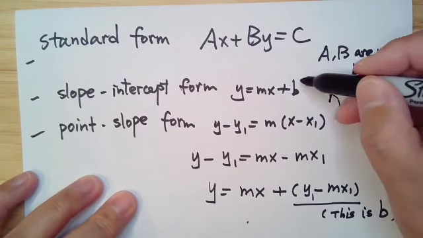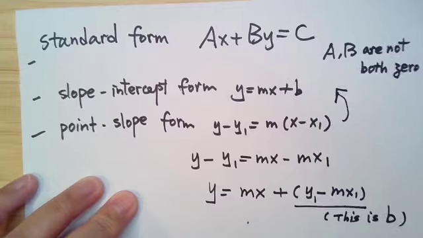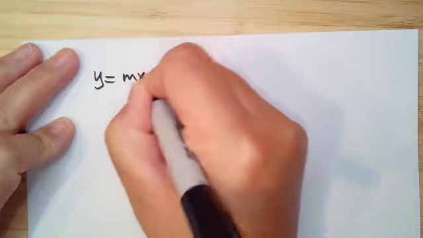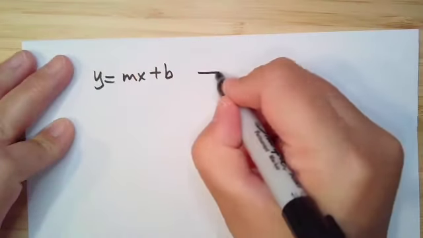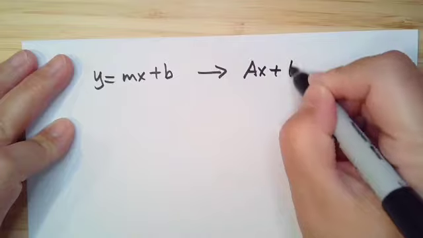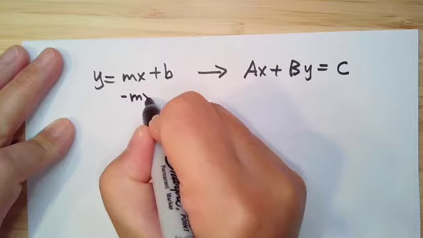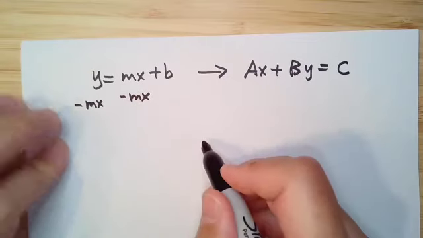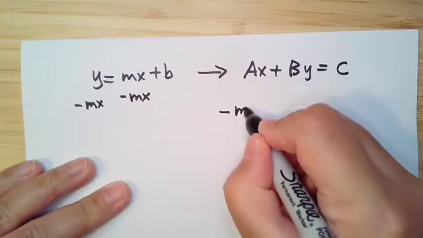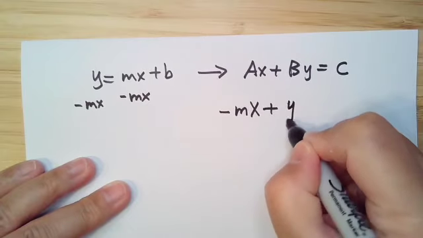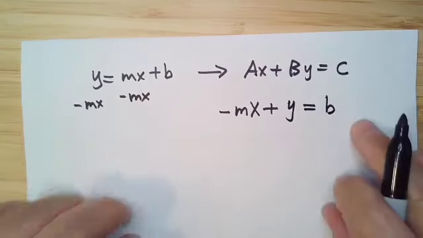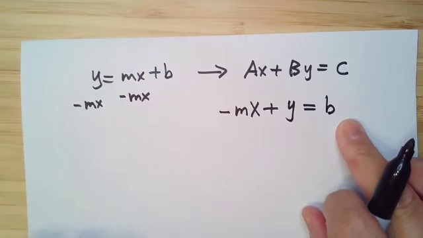And how do we go from here to here? Let's see. How do we change from y equals mx plus b into ax plus by equals c? Very easy. You just subtract mx on both sides. So you get negative mx plus 1y equals b. You compare this with that. This is the standard form, right?